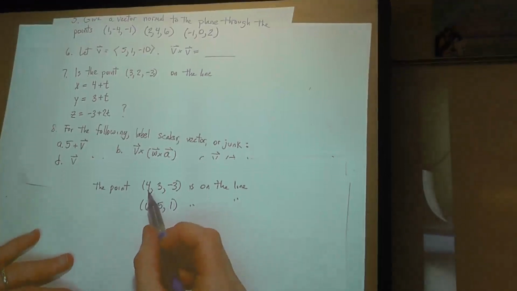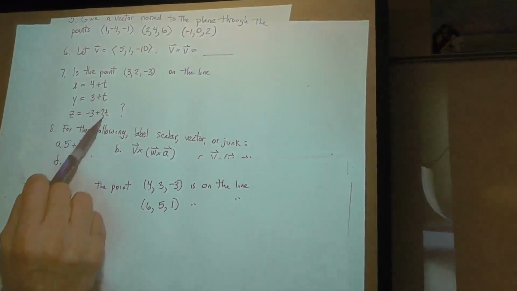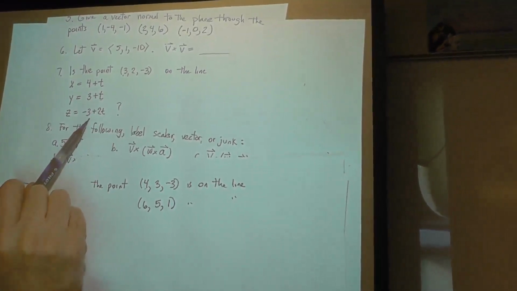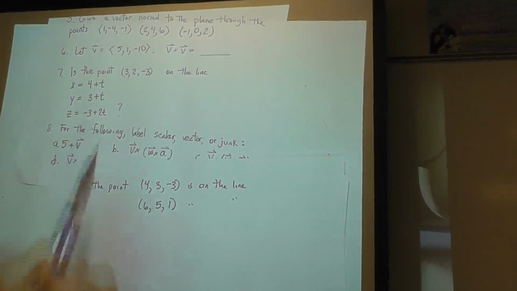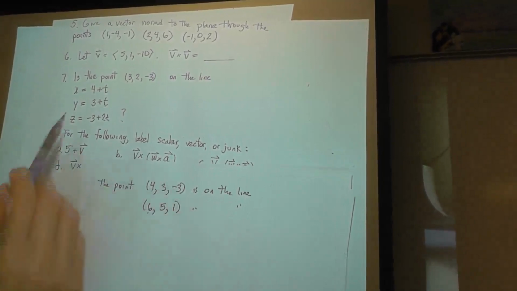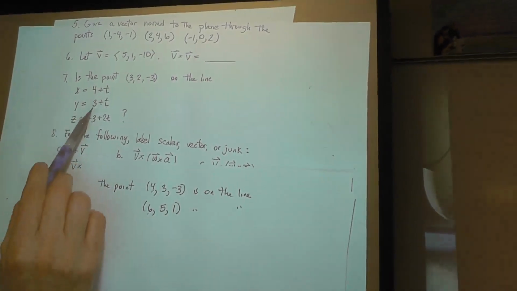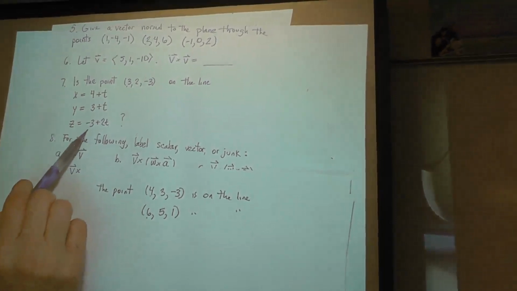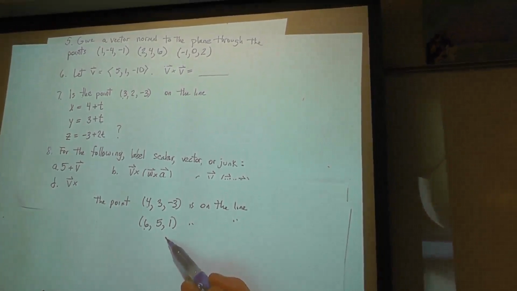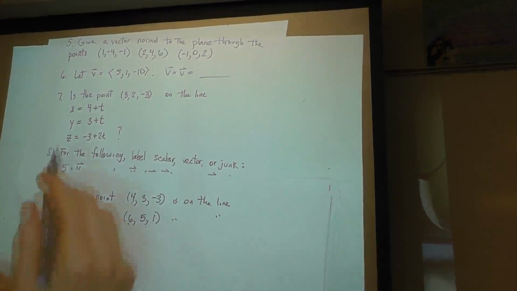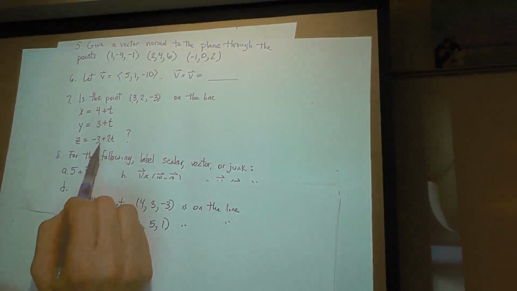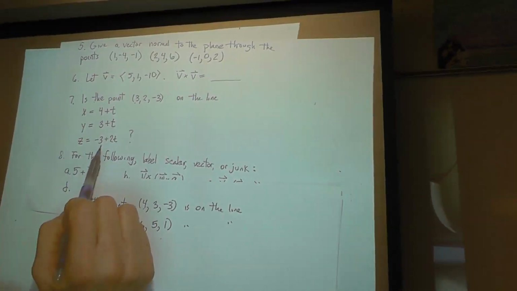So notice, if you let t equal 0, you get x is 4, y is 3, z is -3. That's a point on the line. If I let t equal 2, I get x is 6, y is 5, and z is 1. That's a point on the line. So to be a point, I've got to find a single value for t that gives me the x, y, and z coordinates.